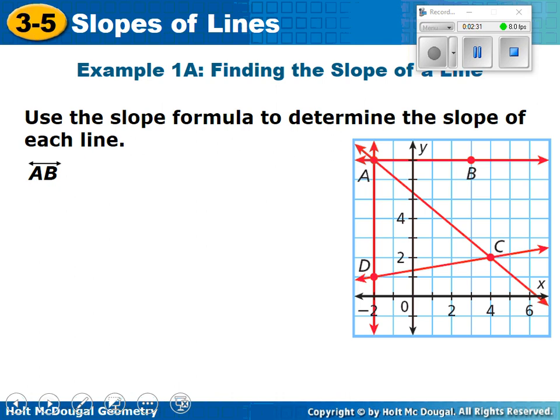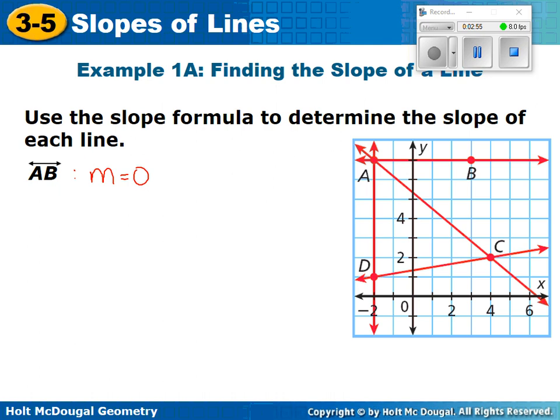So if they give you a graph, for example, like this, then you can just count on your graph. This one says use the slope formula to determine the slope of each line, and then they just listed AB. We're actually going to talk about several of the lines. But let's start with AB. What kind of line is AB? Horizontal. So what should its slope always be? 0. Try to memorize that to make your life easier.